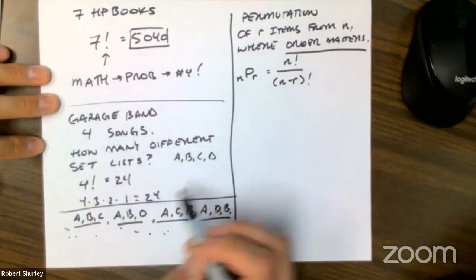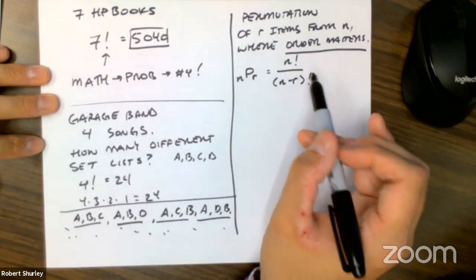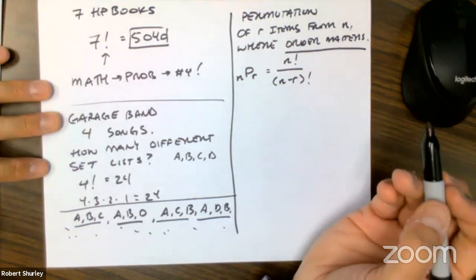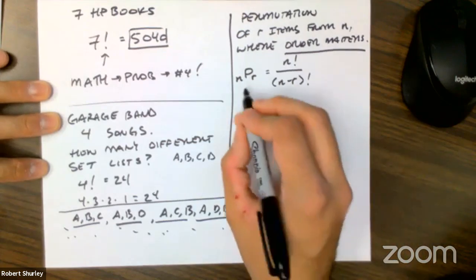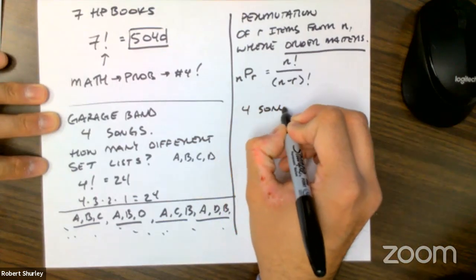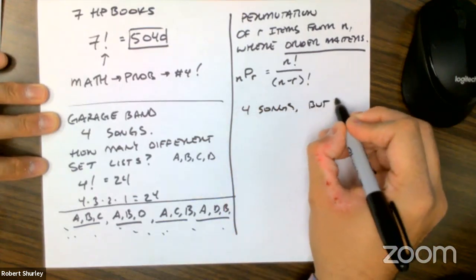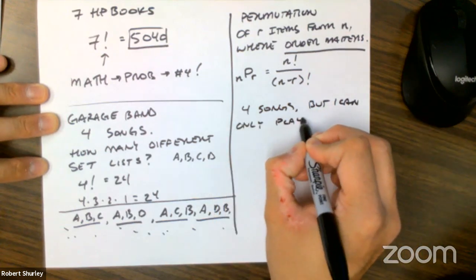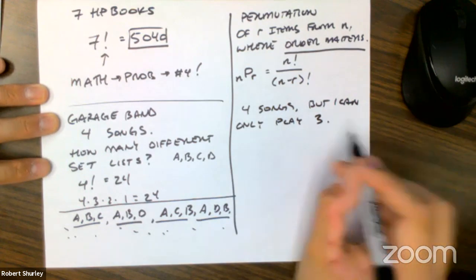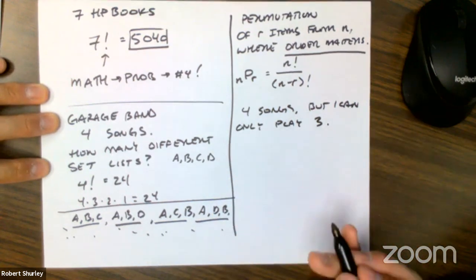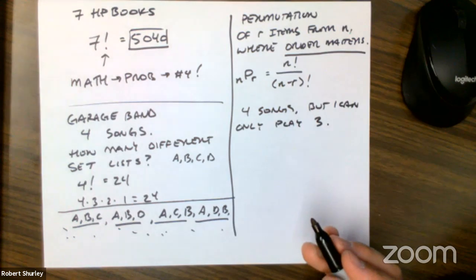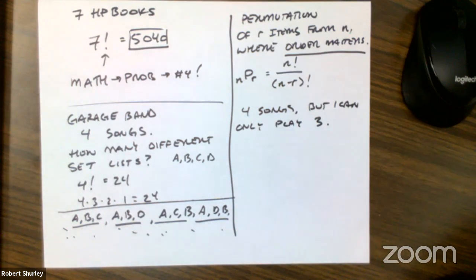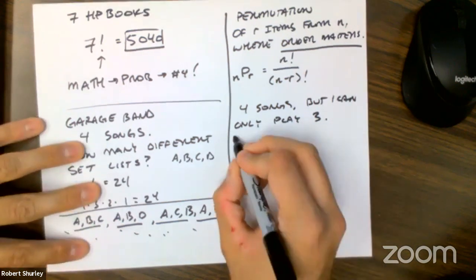So I'm going to go back to this example, and I'm going to do one by hand, and then we're going to do it in the calculator to show you how you get it in the calculator really easy. So let's say I know 4 songs, but I can only play 3 now, right? And look, it's a set list, so order matters, right? If I play ABC, it's going to be different than ACB. That's a totally different set list, right? So how many set lists?